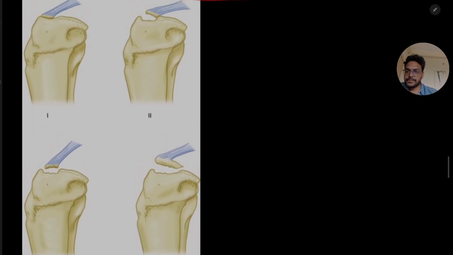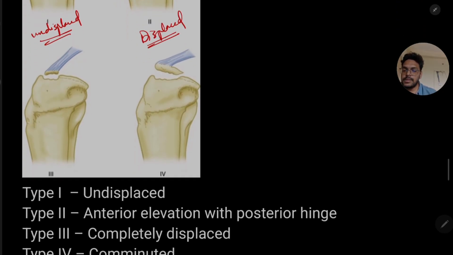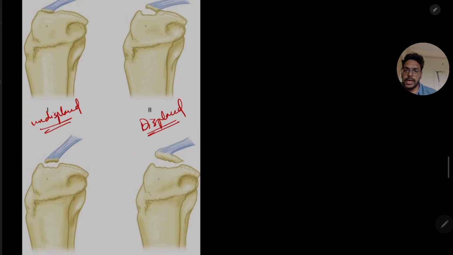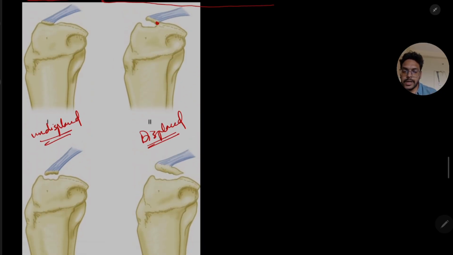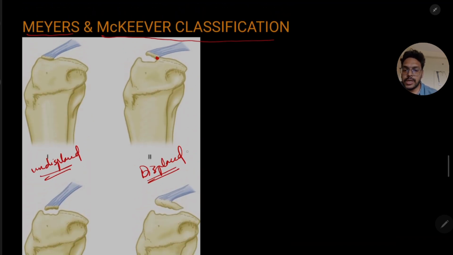So type 1 is an undisplaced tibial eminence avulsion. If it is a displaced tibial eminence, then it is type 2. Type 3 is completely displaced. In type 2, there is only anterior elevation; the posterior part still has a hinge. So it is displaced anteriorly, but posteriorly it has a hinge.